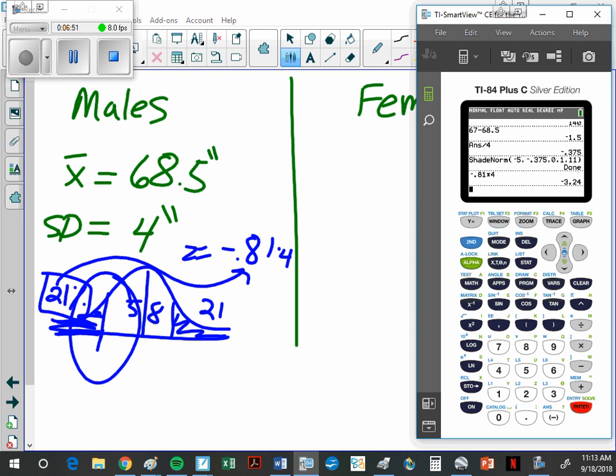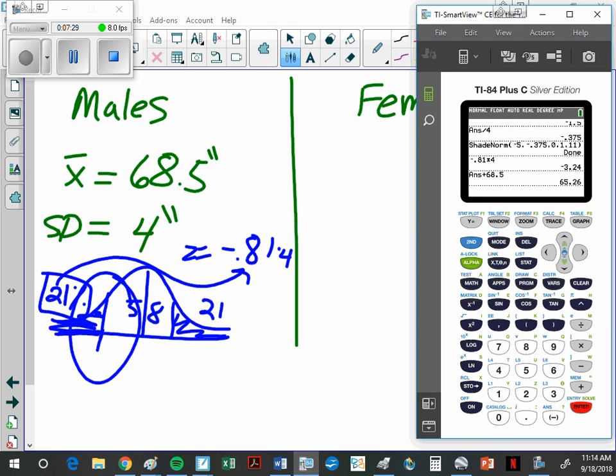The person who is in the 21st percentile is 3¼ inches shorter than average. And the average is 68.5. And I get 65.26. So, with my made-up information, if you are 65.26 inches tall, you are in the 21st percentile, which means you are taller than 21 out of 100 people. All right? Okay. And then there's some questions.